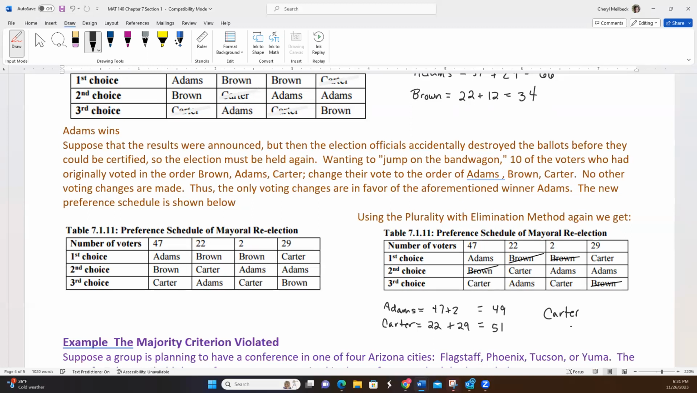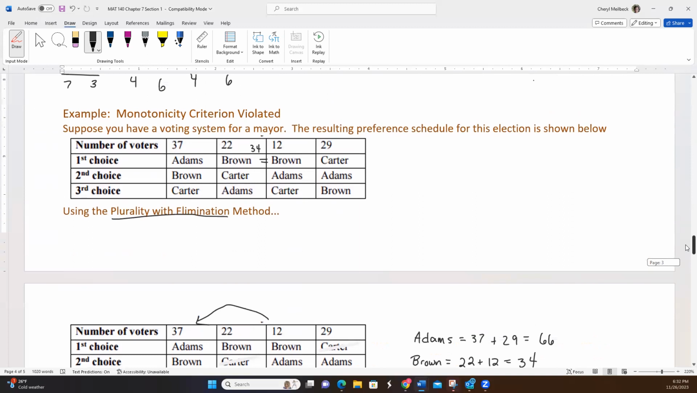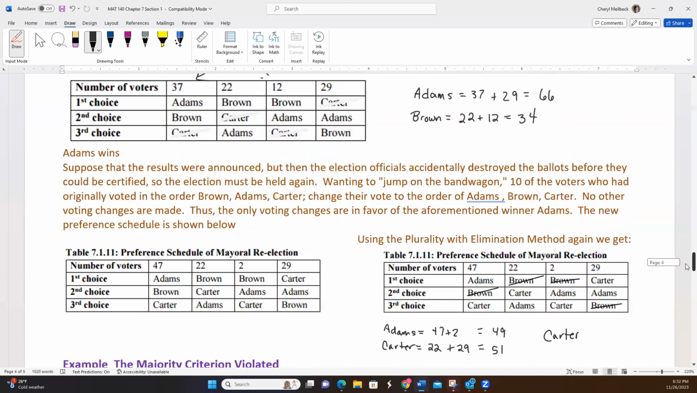But that is so strange because the only changes in the ballots shouldn't have hurt Adams. So what this is known as is a violation of the monotonicity criterion.